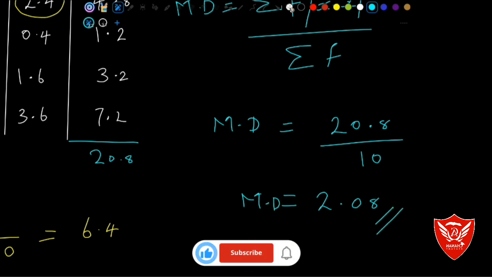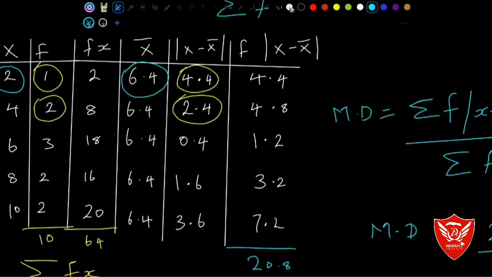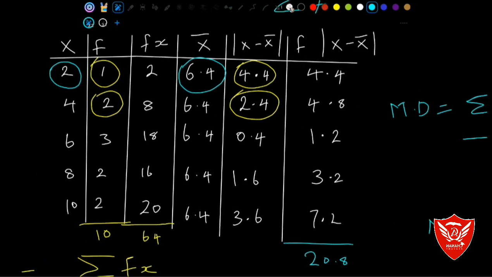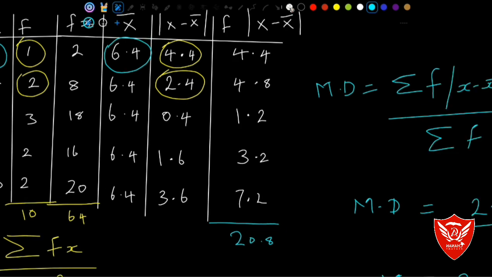So this is how to solve for mean deviation. You just create a table, highlight all the columns, solve it out here, sum them, and then it is easier for you to input in the formula.